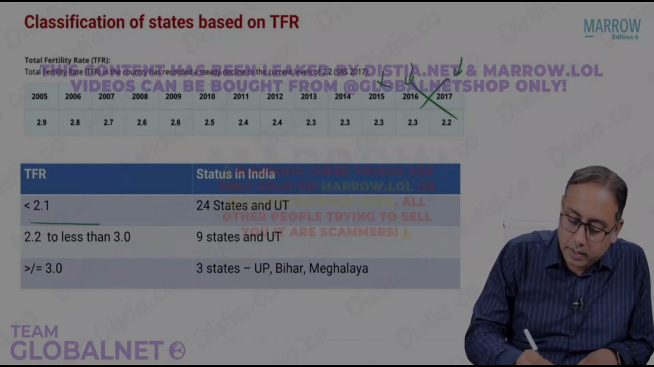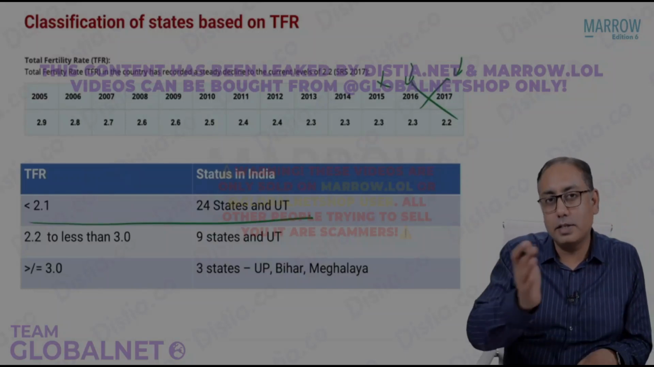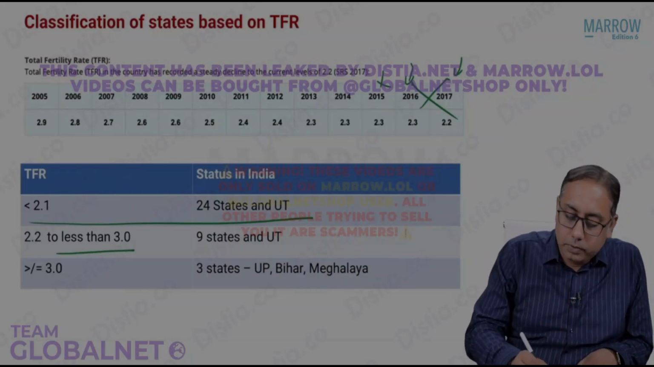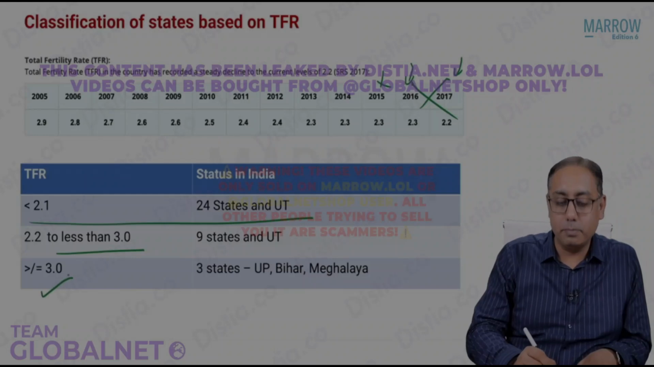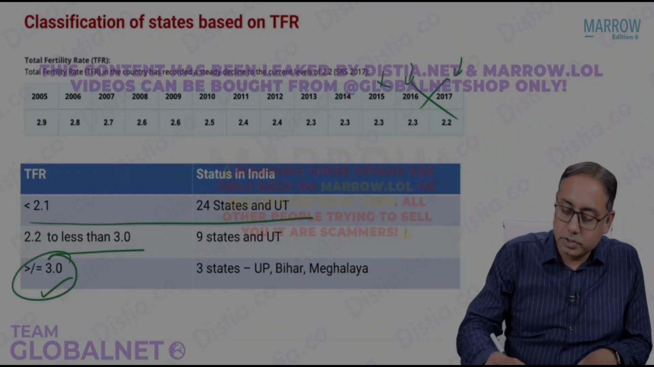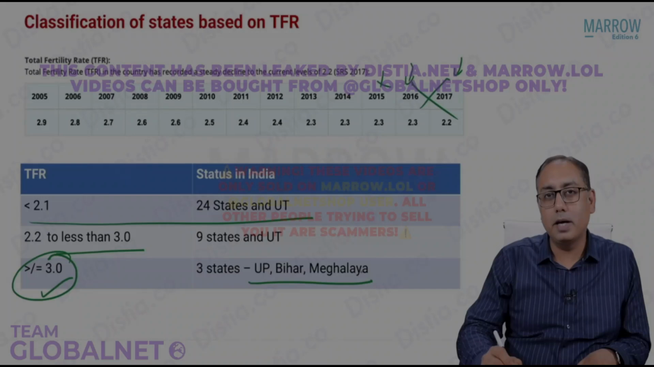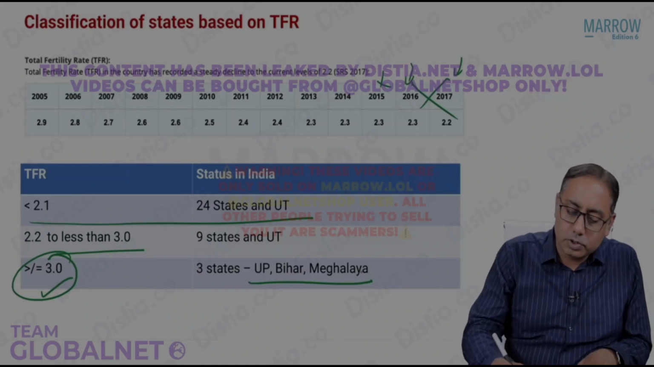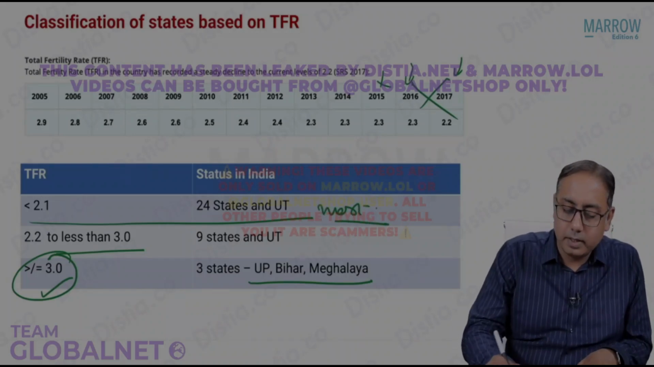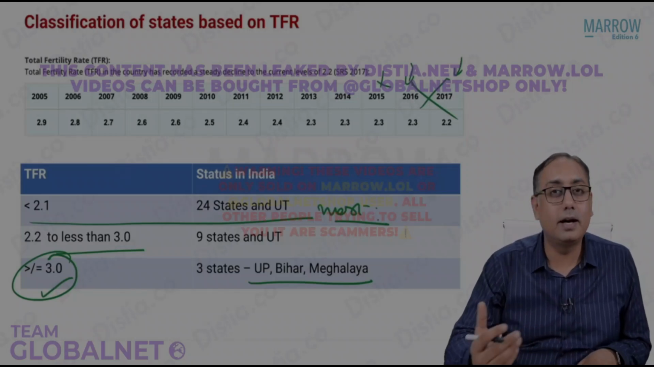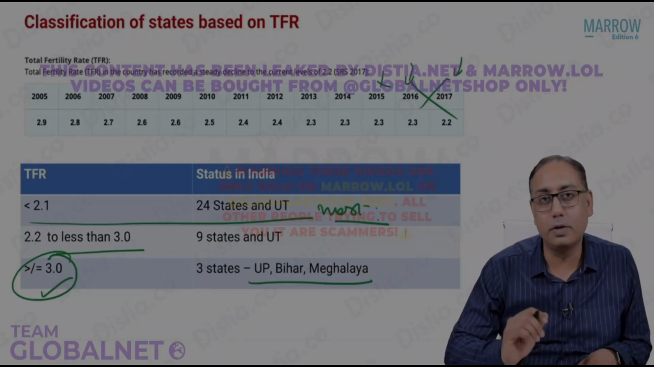So we have classified our country based on the TFR: less than 2.1, 2.2 to less than 3, and more than 3. More than 3 is a problem area. So more than 3 is there in UP, Bihar, Meghalaya, and most of the Indian states are less than TFR of 2.1.